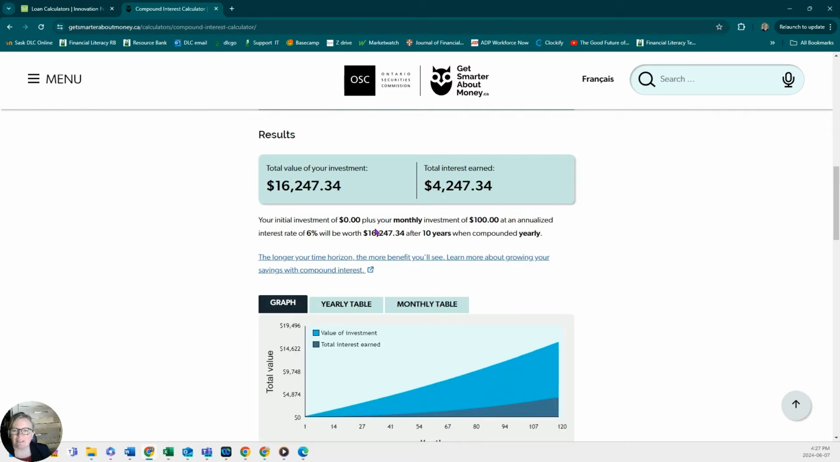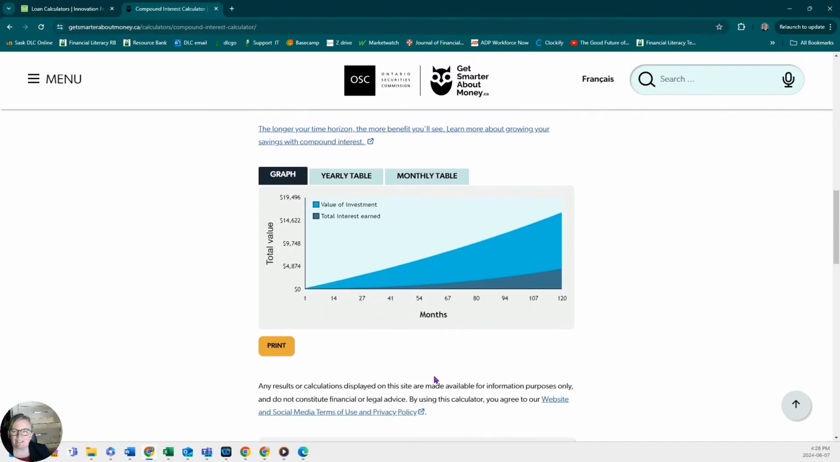So I'd have $16,000 after 10 years. And $4,000 of that is interest. Interest is essentially free money. So it's nice to see how much interest. So this is the compound interest part, the interest on interest, and how quickly it can grow.